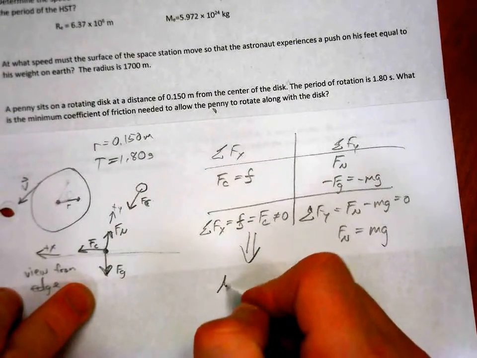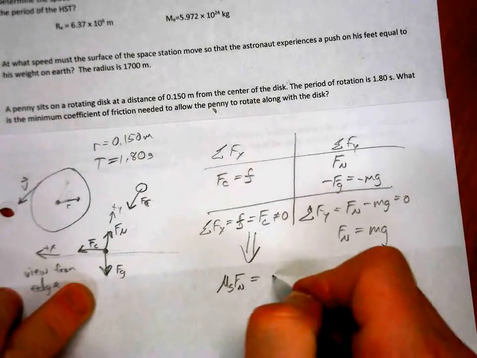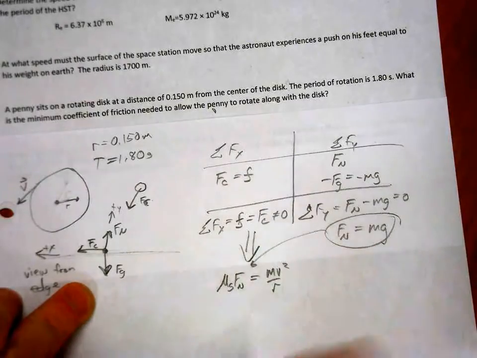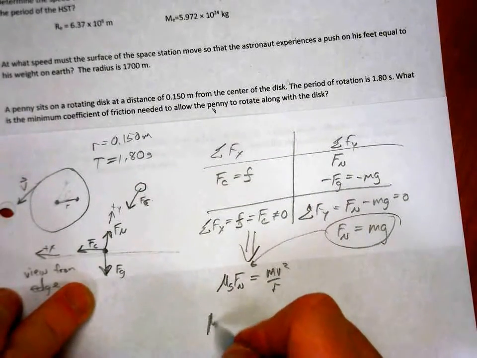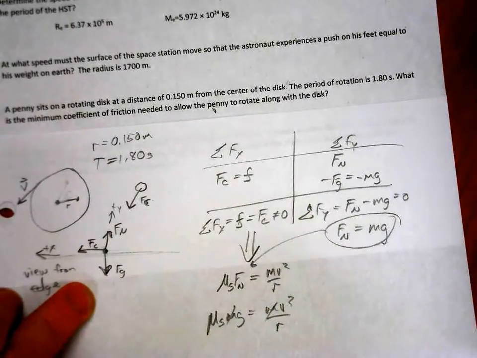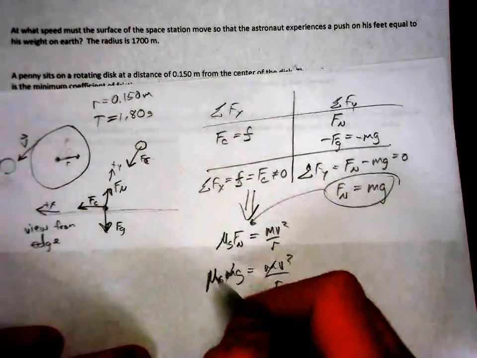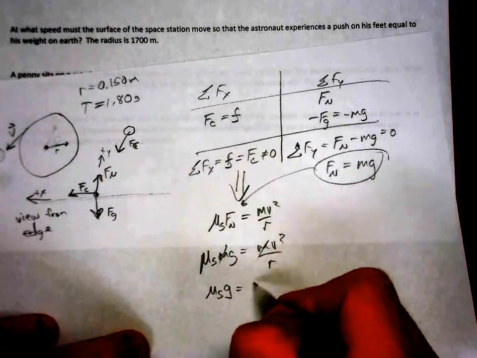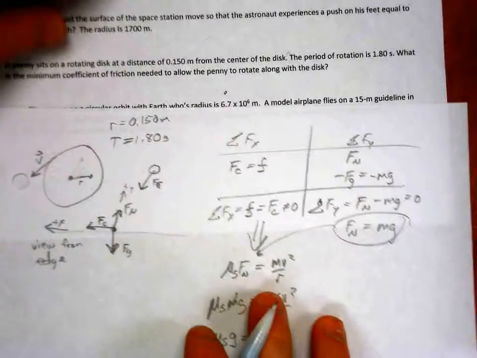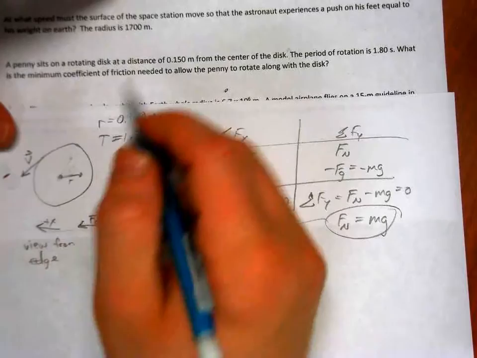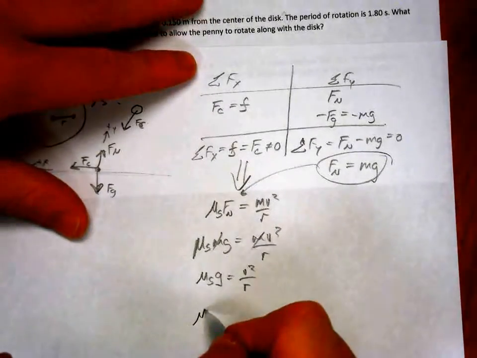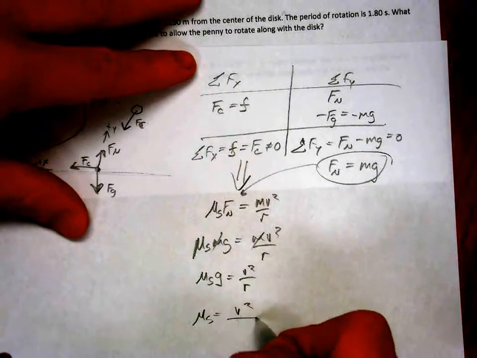The frictional force equals mu s Fn, which equals the centripetal force of mv squared over r. Fn we can plug in from over there. Mu s mg equals mv squared over r. M's cancel on each side. Mu s g equals v squared over r. And the question is asking what was the minimum coefficient of friction, or mu. So mu s just equals v squared over rg.